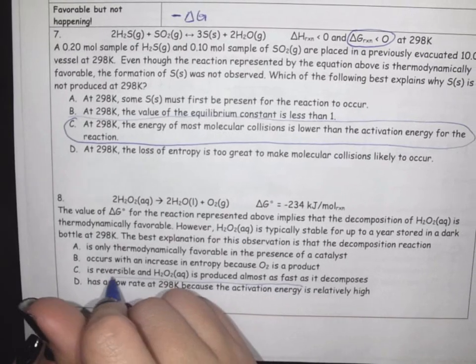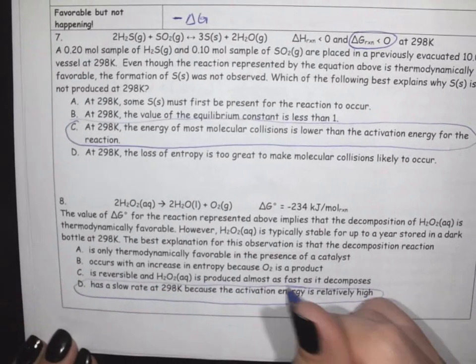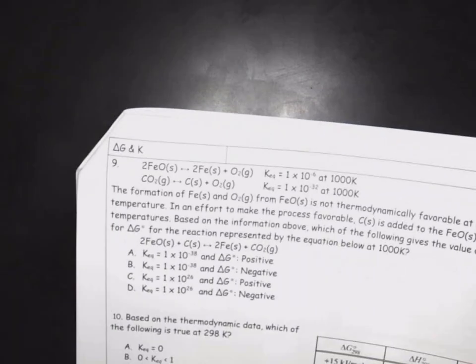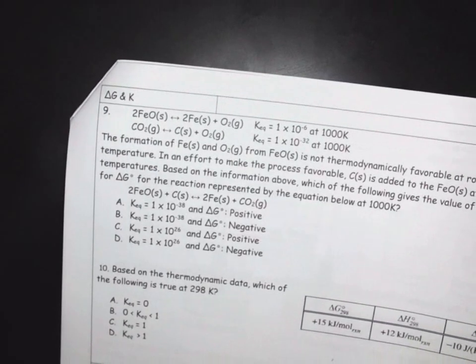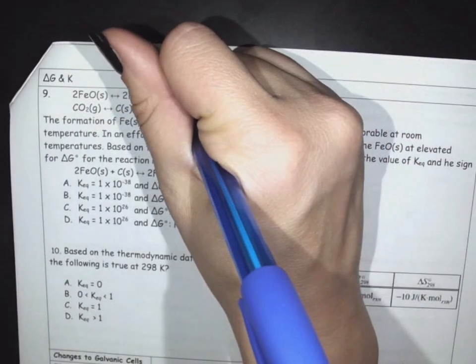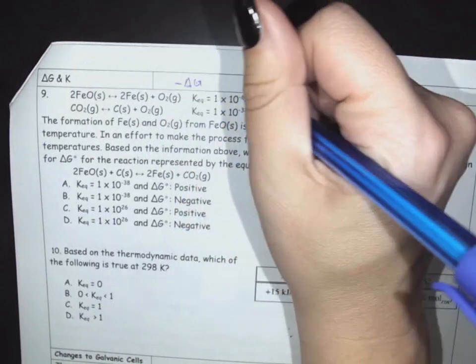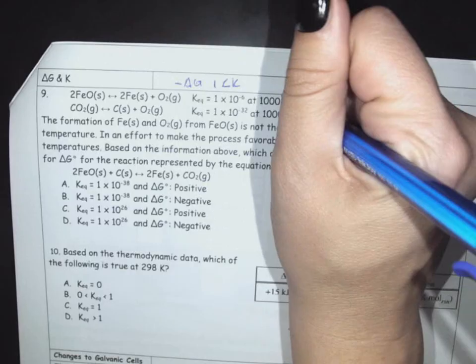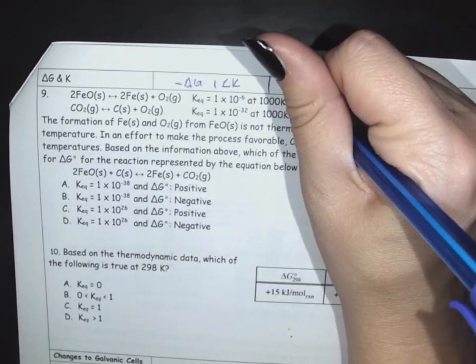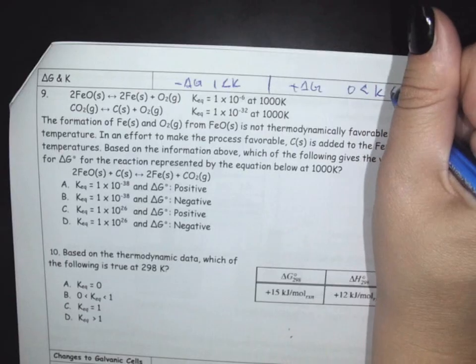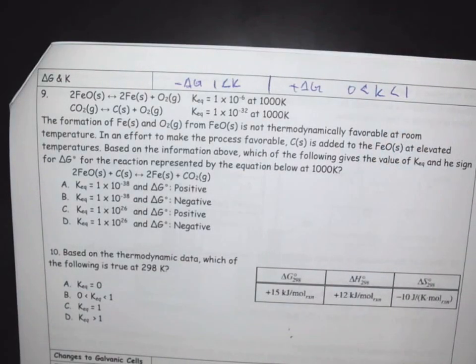And it's because the activation energy is too high. That's why the reaction is stable. It's not occurring. Now, just a reminder, because we did put this in the table, when we have a negative delta G, that means that our K value is larger than 1. But when we have a positive delta G, that means our K value is in between 0 and 1.